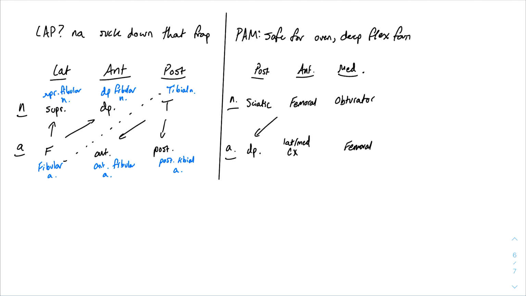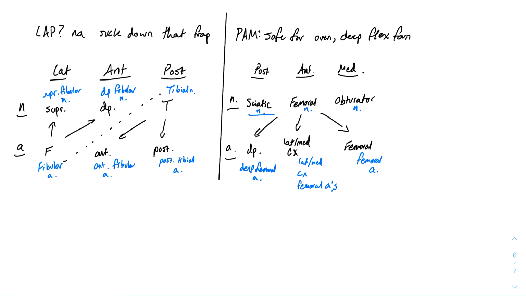So draw our arrows. And now, the sciatic nerve, that's all good there. The femoral nerve, obturator nerve. And then for the arteries, it's going to be the deep femoral artery for the posterior compartment. For the anterior compartment, it's going to be the lateral/medial circumflex femoral arteries, and then it'll be the femoral artery for the medial compartment. And so that is it for the thigh compartments and the leg compartments.